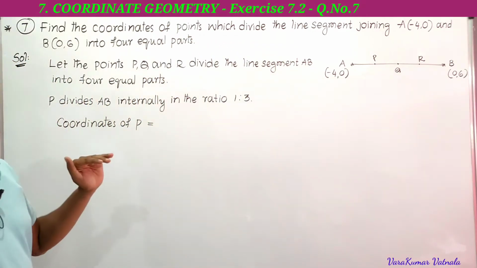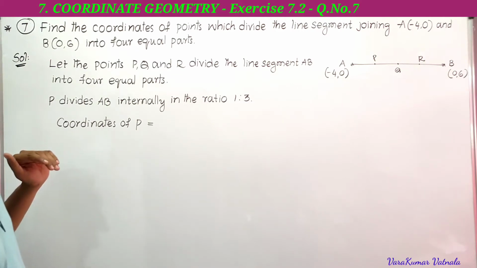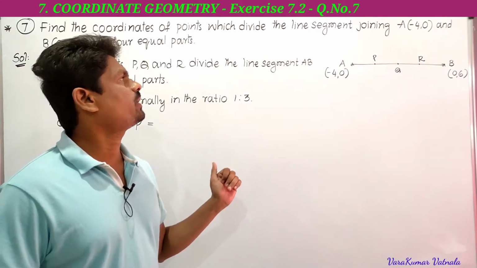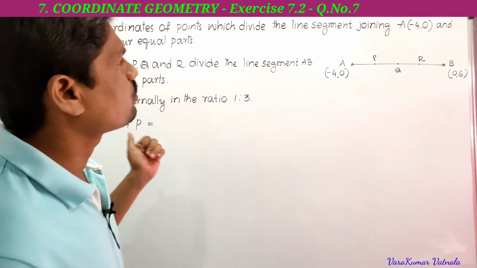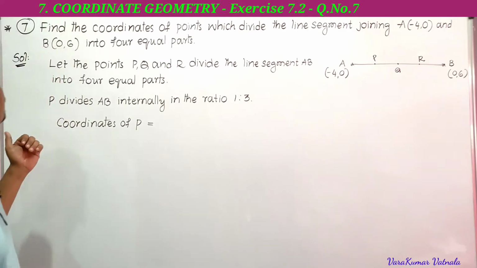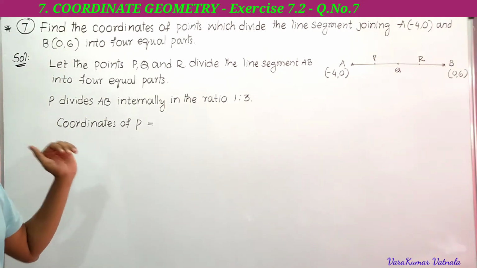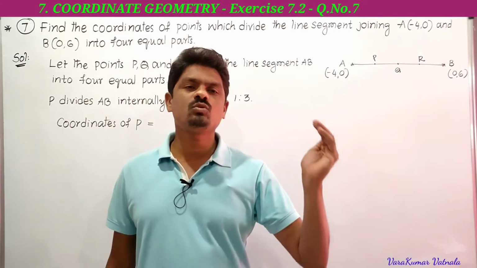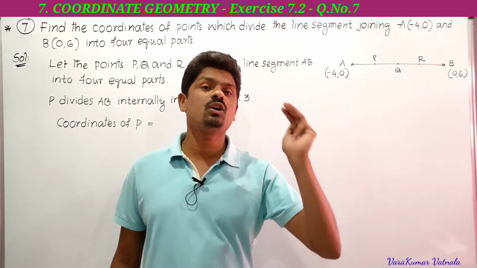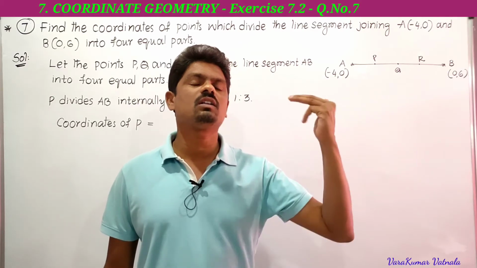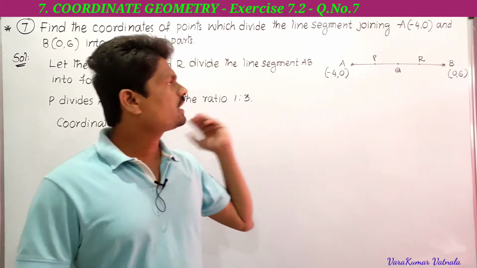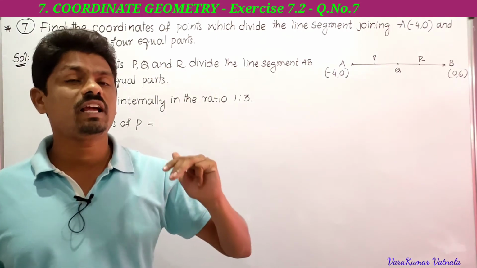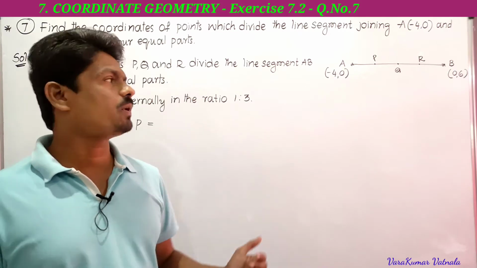So this is the 7th problem. See here what he is asking. Find the coordinates of the points which divide the line segment joining A(-4, 0) and B(0, 6) into 4 equal parts. The points which divide a line segment into 3 equal parts are called trisection points, but here he is asking us to find the points which divide the line segment into 4 equal parts.